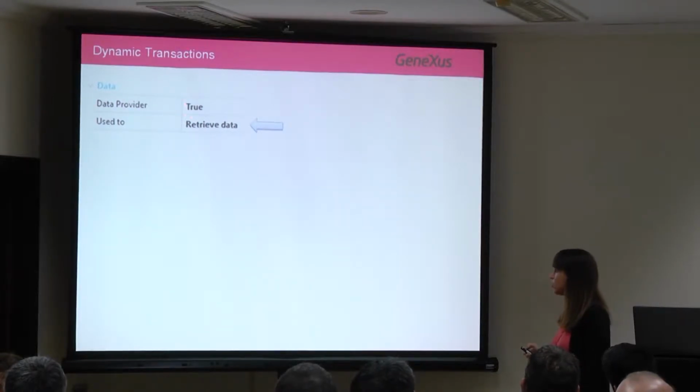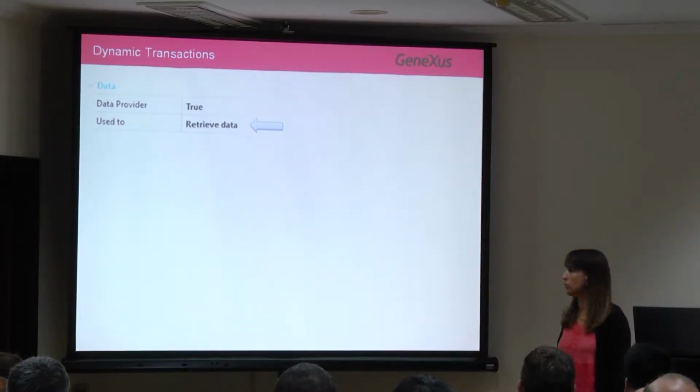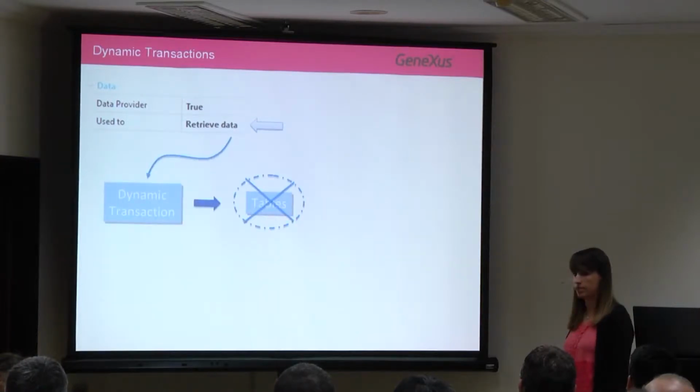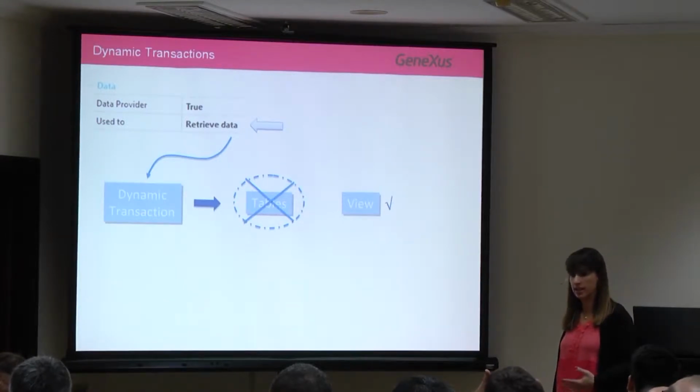Now we're going to concentrate on this new value, which is a second possible value, which is retrieve data. We're going to use the data provider to retrieve data. When GeneXus comes across this configuration for a transaction, that is, the transaction has a data provider associated to retrieve data, it understands it's a dynamic transaction. This means that it's not going to create a physical table in the database for that transaction, but it's going to create a list on the database.